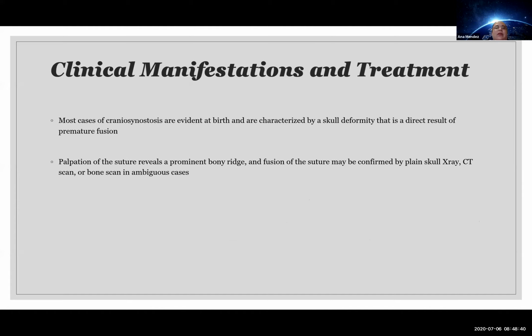Clinical manifestation and treatment. Most cases of craniosynostosis are evident at birth and are characterized by a skull deformity that is a direct result of premature fusion. Palpation of the suture reveals a prominent bony ridge, and fusion of the suture may be confirmed either by a plain skull X-ray or a CT scan or bone scan in ambiguous cases.